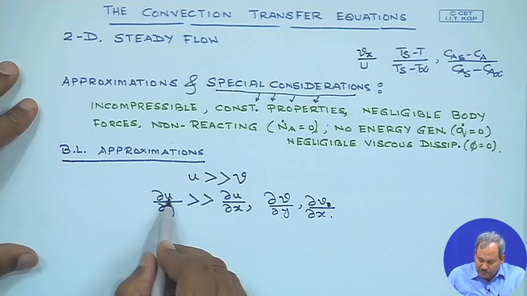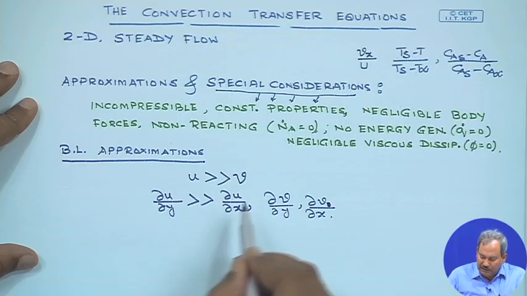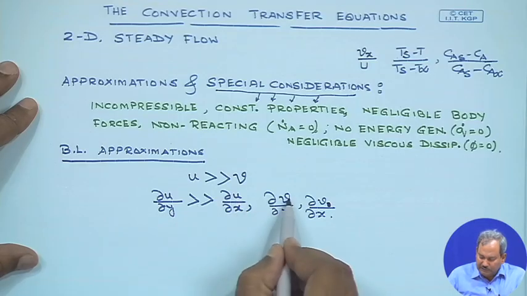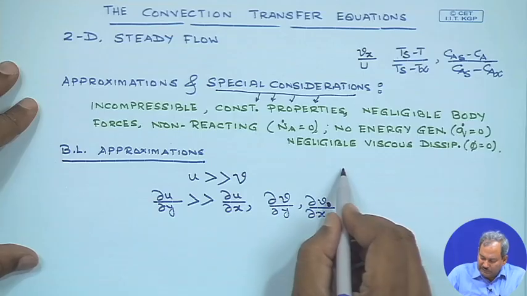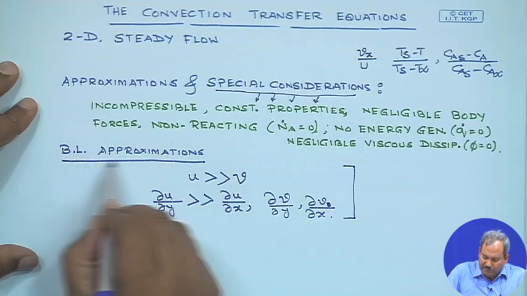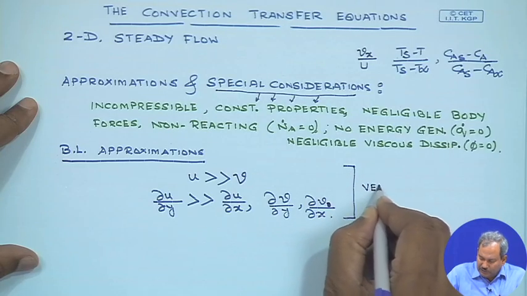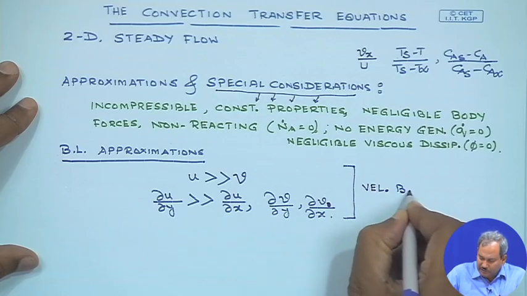So, the x component of velocity, the axial velocity, the rate of change of axial velocity with distance from the solid wall is going to be significantly higher than del u del x, del v del y and del v del x, and collectively together these are known as the boundary layer approximations for velocity boundary layer.